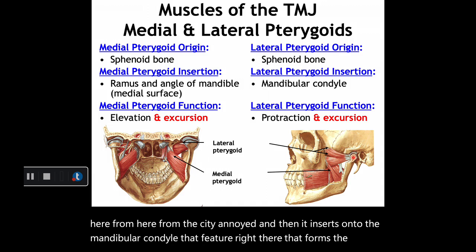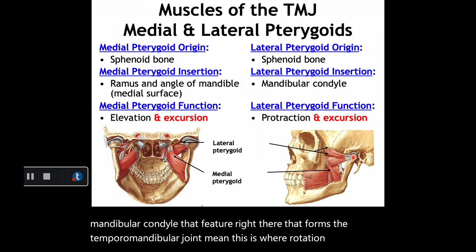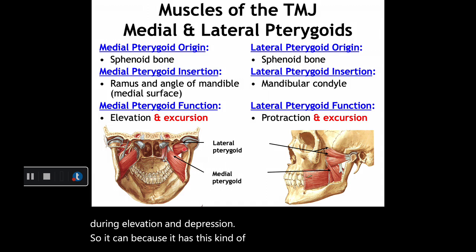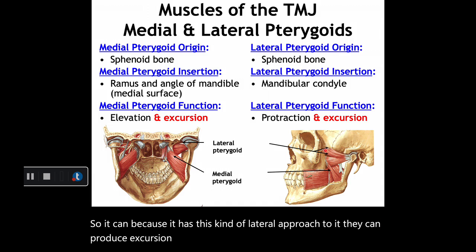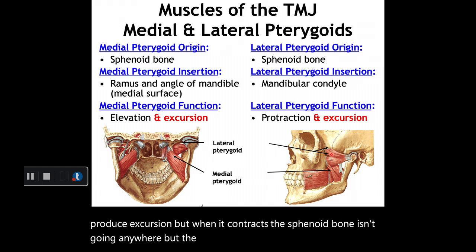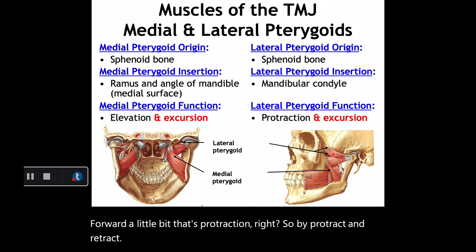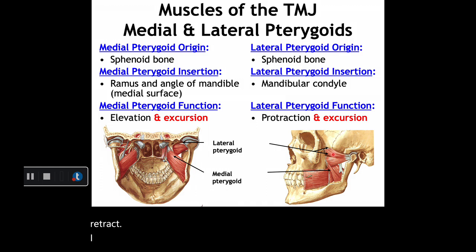I mean, this is where rotation occurs during elevation and depression. So it can, because it has this kind of lateral approach to it, they can produce excursion, but when it contracts, the sphenoid bone isn't going anywhere, but the mandible can slide forward a little bit. That's protraction. All right, so if I protract and retract, I am contracting my lateral pterygoids and then my temporalis muscle to retract it.